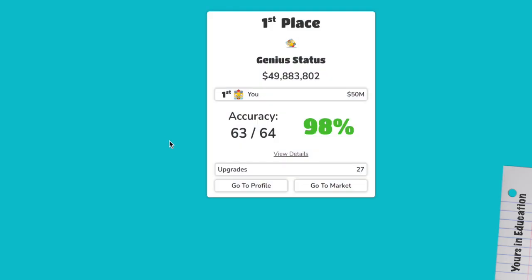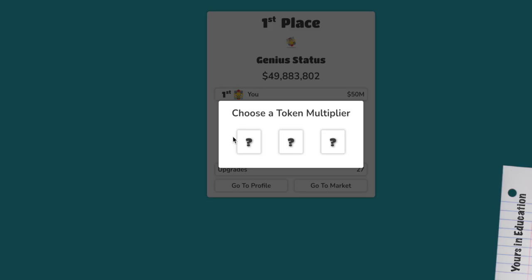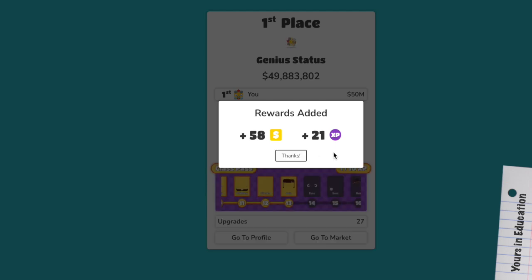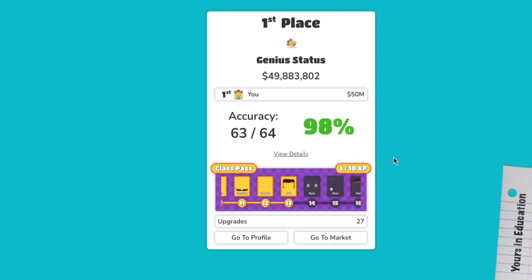Let me see. What are my scores? 63 out of 64. 49 million. Oh my god, that would be so nice. Token multiplier. 5. I honestly have no idea what this means. I'll need to take the tutorial, or if you can help me, that would be very nice because I definitely do not know what this means.